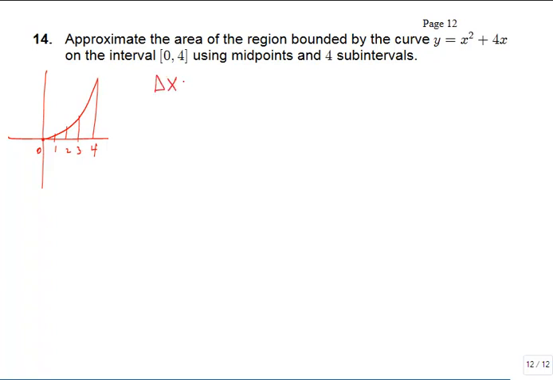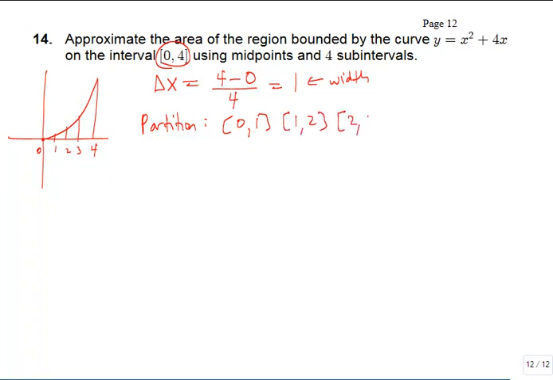Now what you would normally do right off the bat is find that delta x. So we take our interval and you do the right endpoint minus the left endpoint, and you chop it into however many subintervals you want. We wanted 4. So that just means that the width of each of our rectangles is going to be 1, which we could probably already see from over here. Now the partition is really a nice one. You're going to start at 0 and go to 1, then pick up at 1 and go to 2, then 2 to 3, and then 3 to 4.